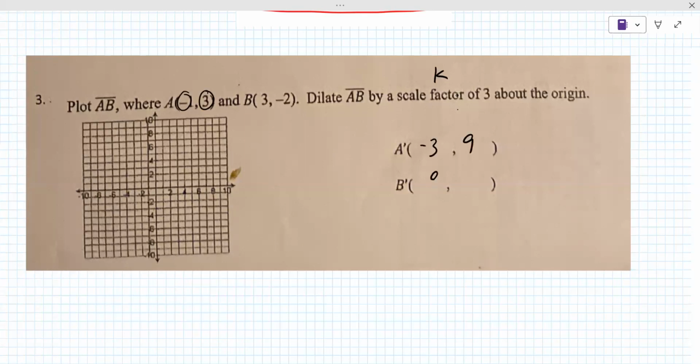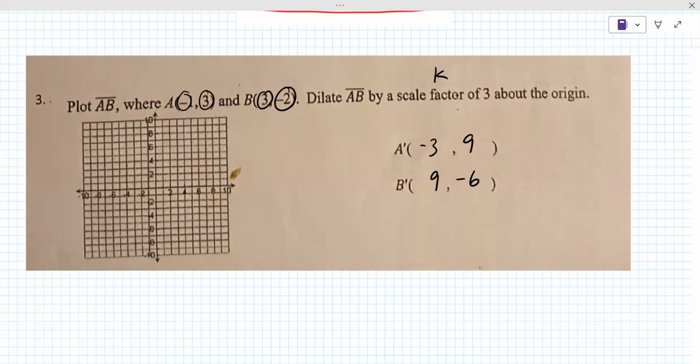Same with B. So that means I'm just multiplying everything by 3. That's it. The dilation is a multiplication. You can just think of it as dilation, multiplication.